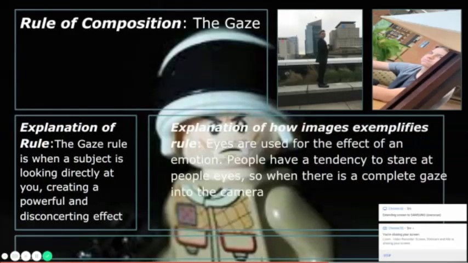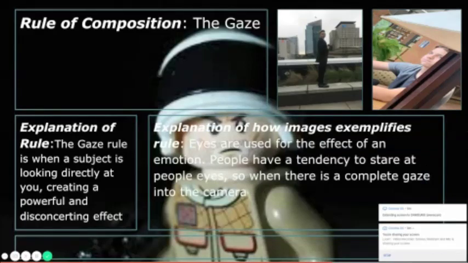The gaze rule is when the subject is looking directly at you, creating a powerful and disconcerting effect. These images apply the gaze rule because the eyes are used to affect an emotion. People have a tendency to stare at people's eyes, so when there's a complete gaze into the camera, it helps.